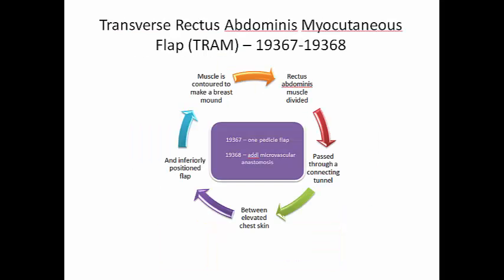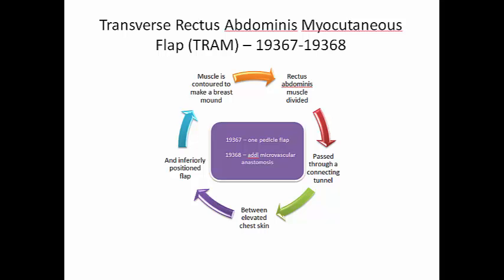A TRAM flap, transverse rectus abdominis myocutaneous flap, otherwise known as a TRAM flap, is coded to 19367 to 19368. So again, we start here. The rectus abdominis muscle is divided. It's passed through a connecting tunnel. And the muscle is divided, but it's kept to its blood supply, so it's never completely removed.